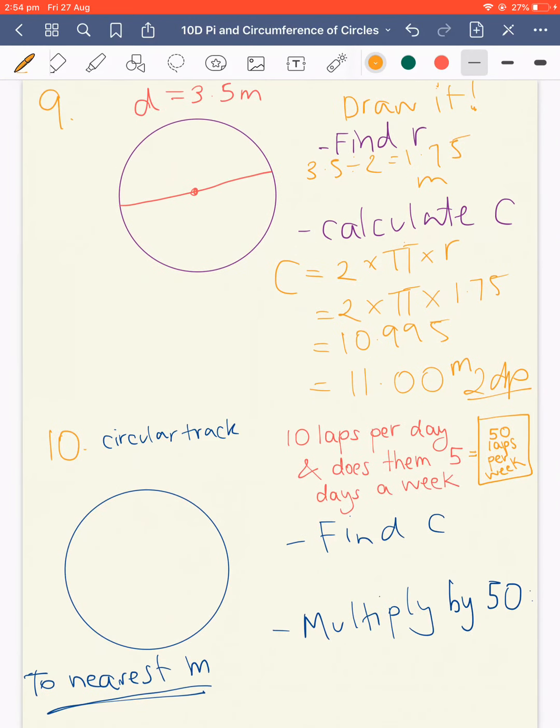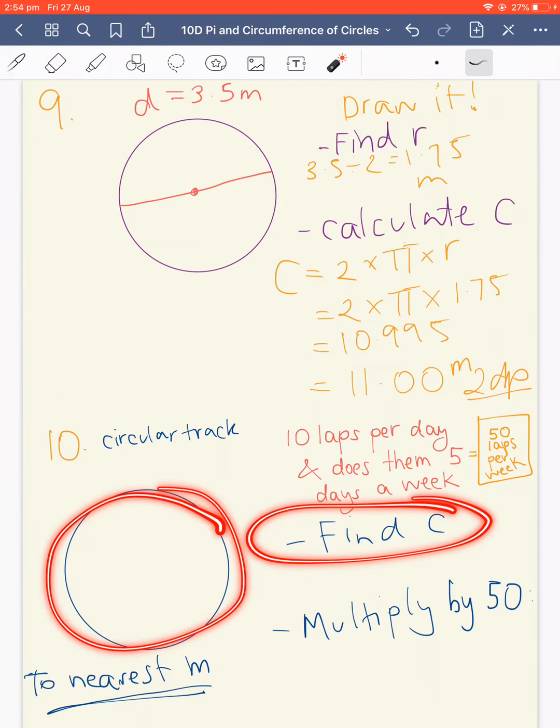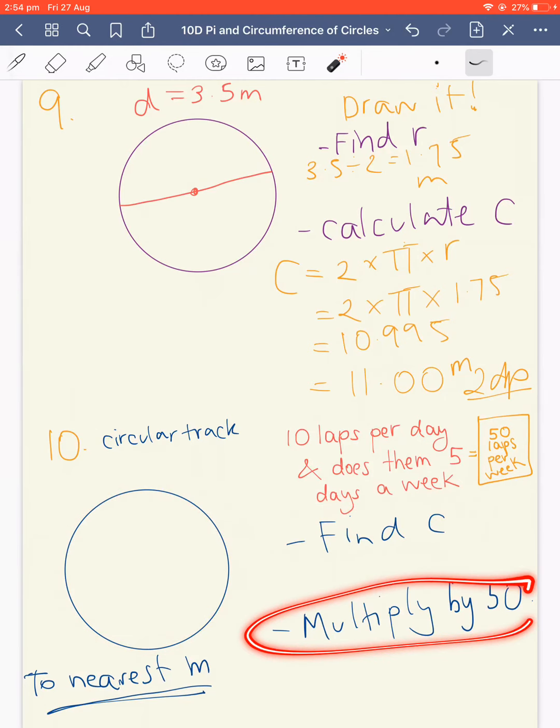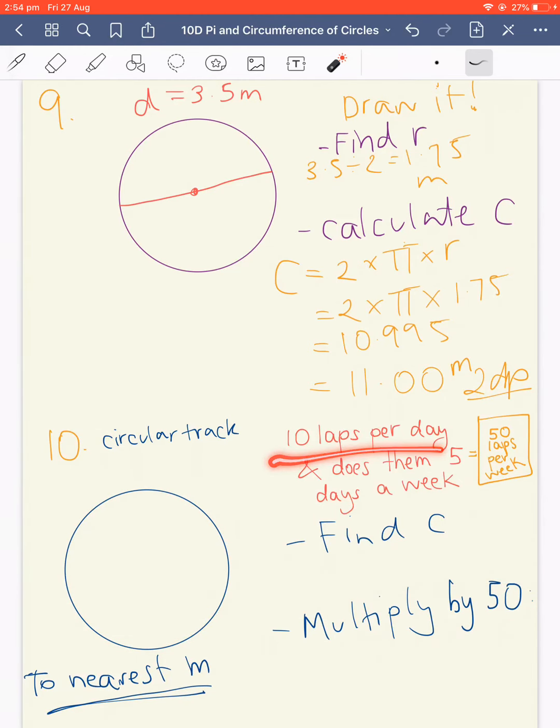Next one, you have a circular track, okay? You have a circular track, so again, draw it. We want our answer to the nearest meter. We need to find our circumference of one track, and then we need to multiply it by 50 because we have 10 laps per day and 5 days a week this person actually uses to go around the track. So that means a total of 50 laps per week. So we have to multiply our answer by 50 for our circumference.